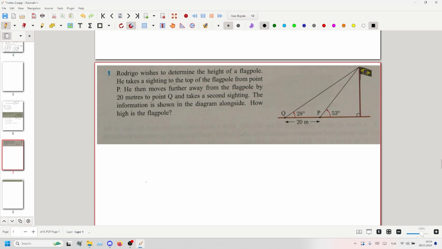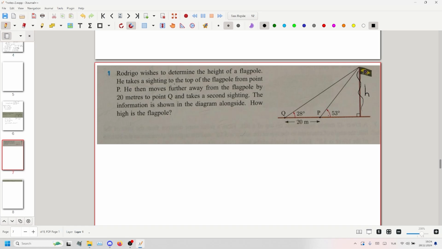Okay, this is a trigonometry question. Let's see. So Rodrigo wishes to find the height of this flagpole. Interesting, it has a flag on it. So we'll call this height h. And okay, so basically this is just a basic geometry problem. You need to calculate h from these values given. Now there are of course many ways to do this, so I'm just going to do the simplest way I can see.